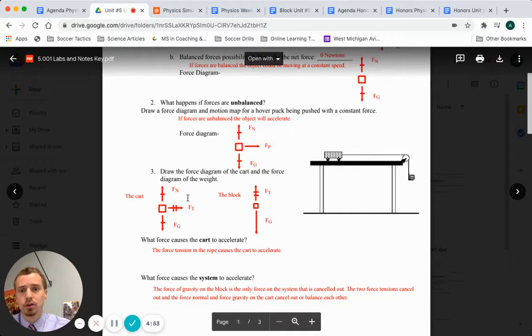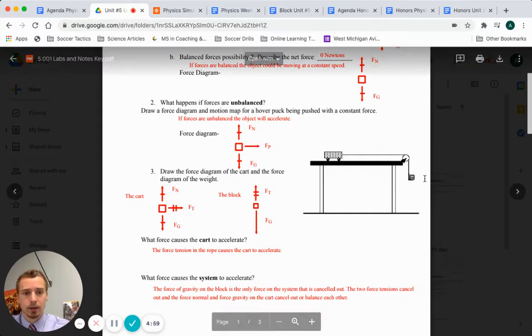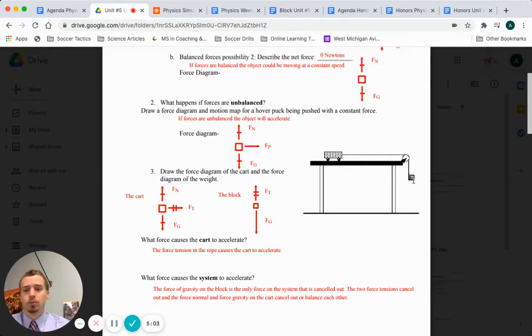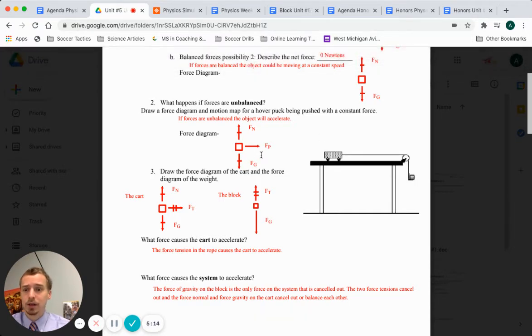So for number 3, it says draw the force diagram of the cart and the force diagram of the weight, right? The dangling weight or the box here. And this is where I think it's very important for you guys to remember. At any point, you can pause this video or rewatch the video if, as you're filling this out on your own on Cami, that does not make sense.